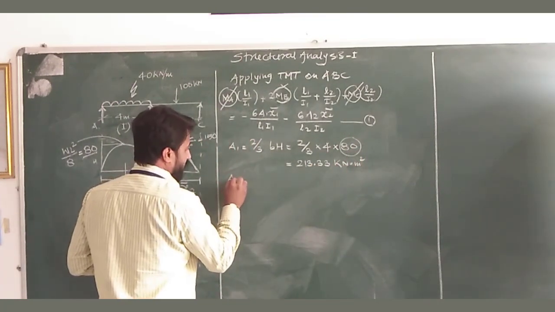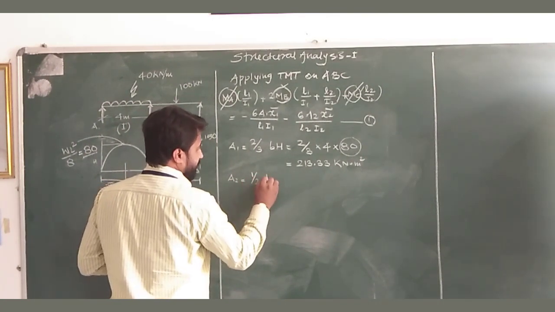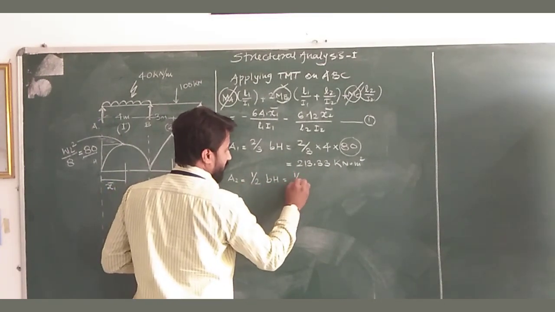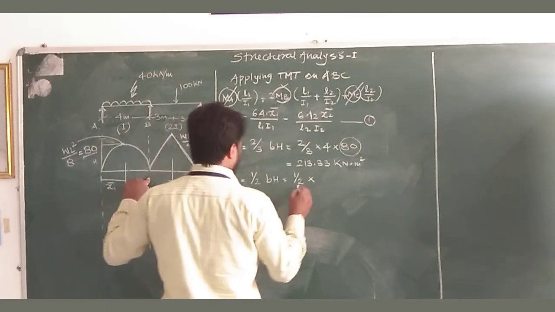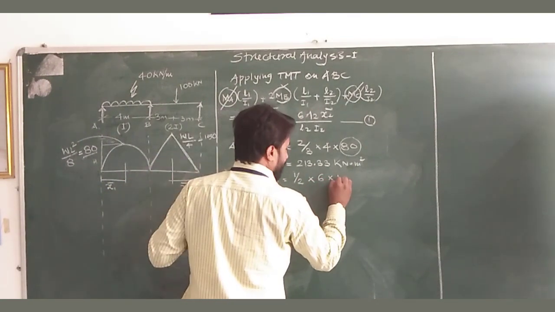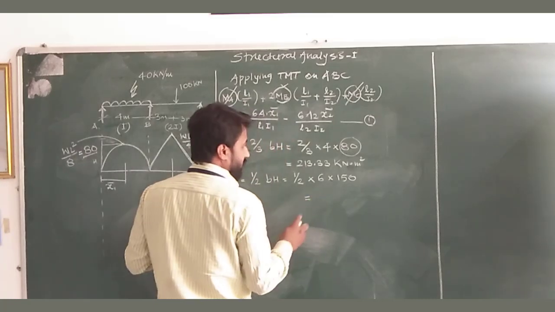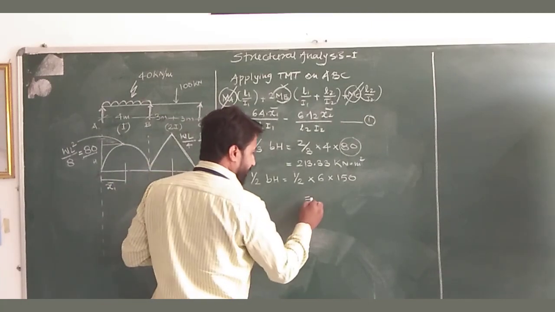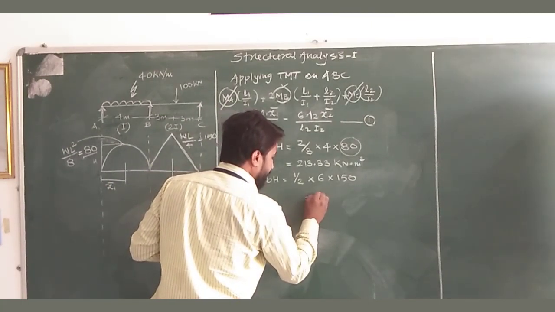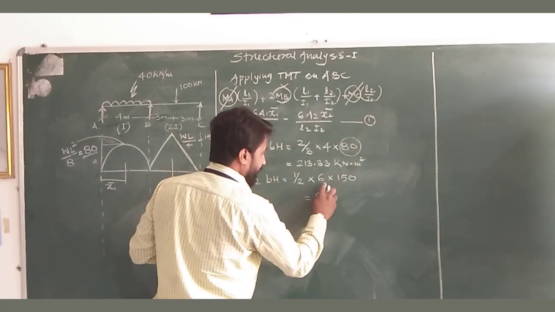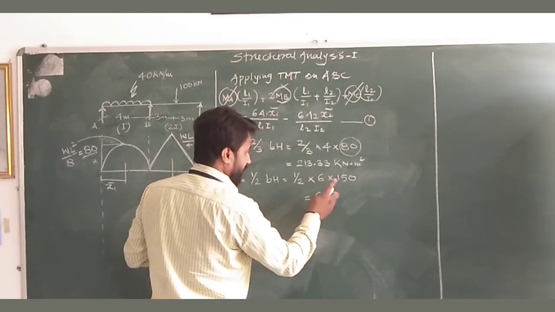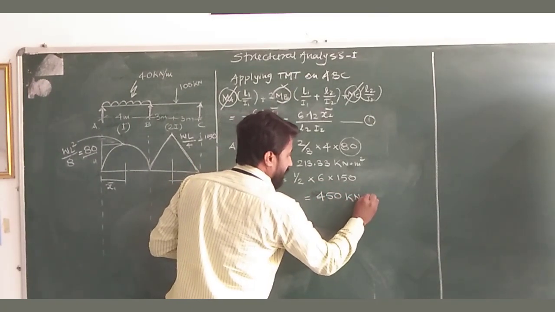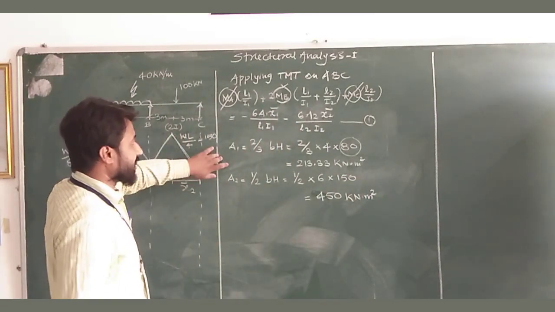Okay. Now area 2 will be half base into height. So 1/2 into base is 6 meter and height is 150. So if you calculate this, 75 into 6, 150 into 3, this will be 450 kilonewton meter square.